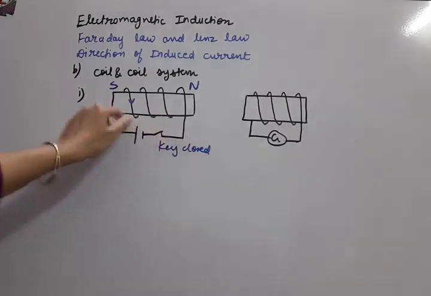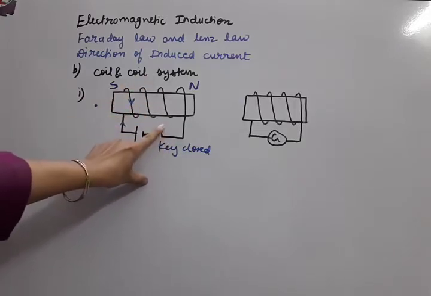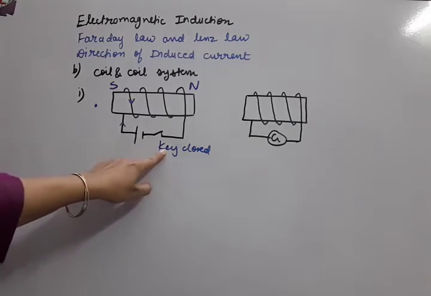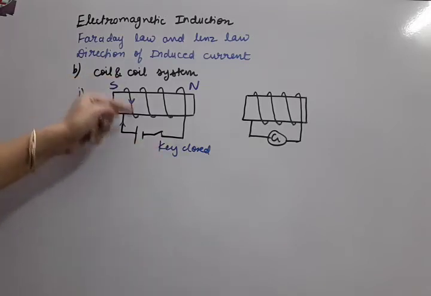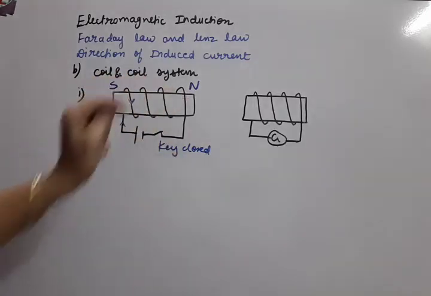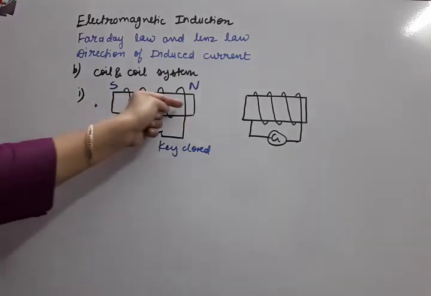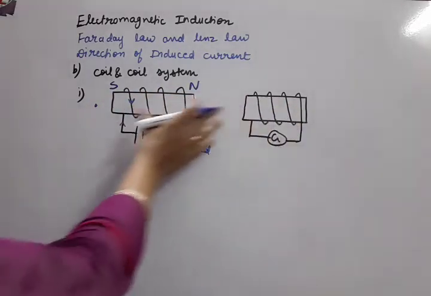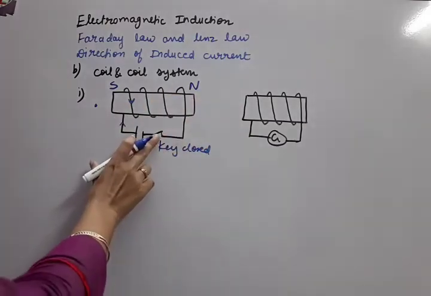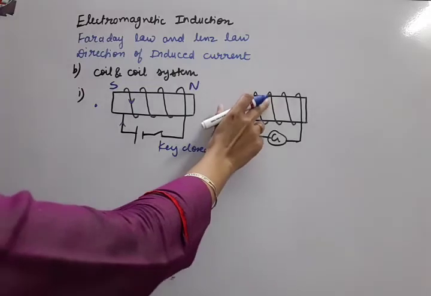So earlier there was no current because the key was open, but as soon as the key was closed, current increased in this solenoid. It's a kind of solenoid only. If current increased, then the magnetic field also increased. And this coil, both are stable. But by closing the key, magnetic field lines are actually increasing.